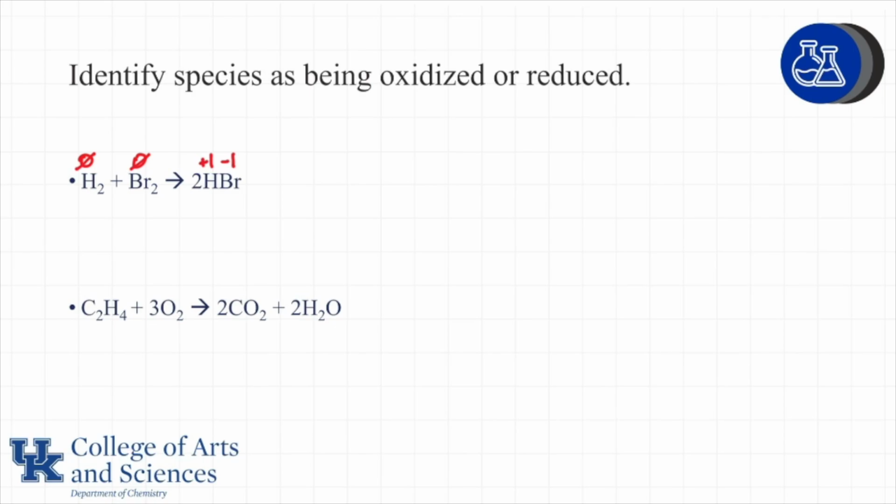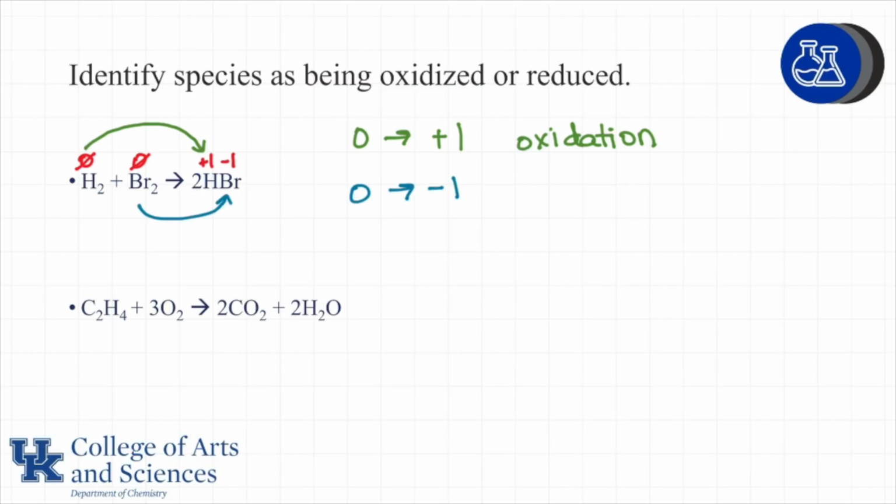What I'm going to look at now is what's changing in oxidation number. I see that the hydrogen goes from 0 to +1. Therefore, this is an oxidation. We are losing electrons, so the oxidation number is increasing. For bromine, I go from 0 to -1. Therefore, this is a reduction, or the gain of an electron.